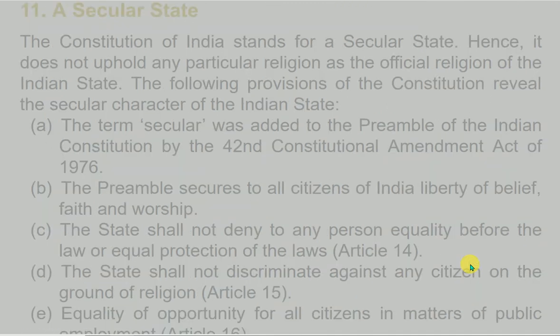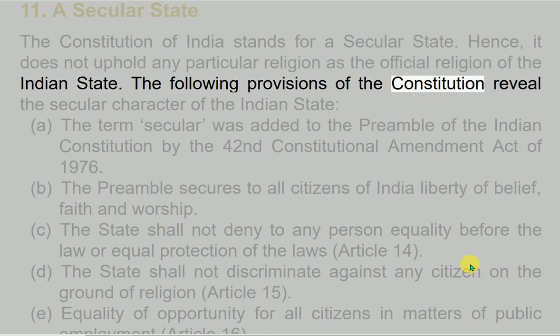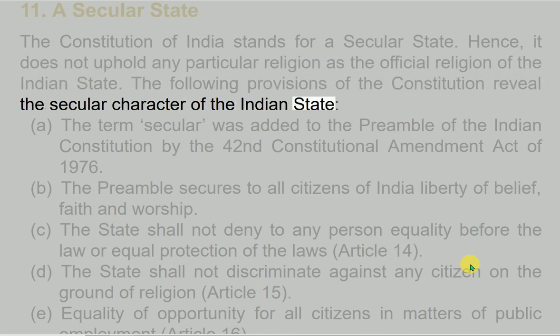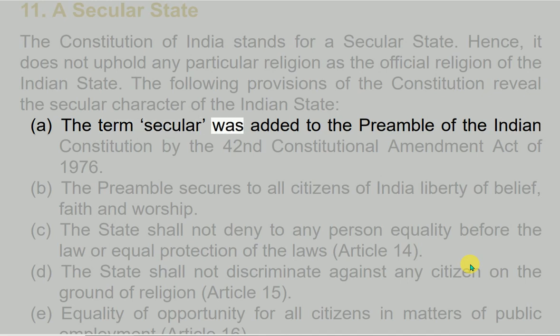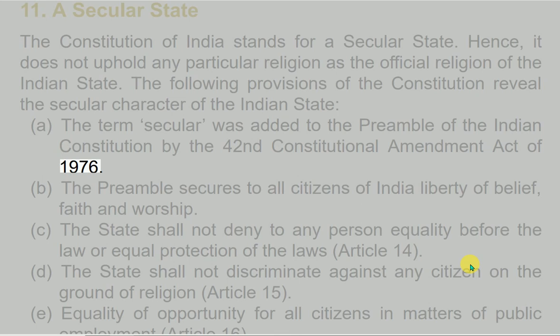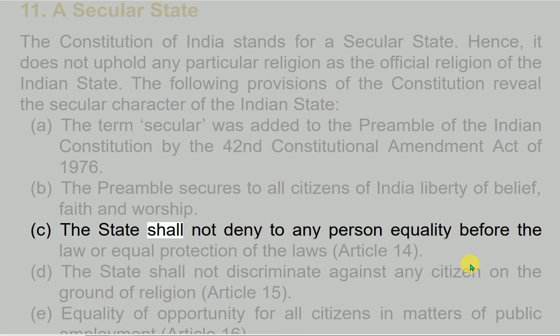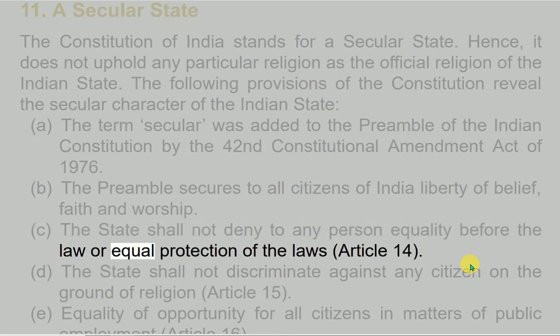11. A secular state. The Constitution of India stands for a secular state. Hence, it does not uphold any particular religion as the official religion of the Indian state. The following provisions of the Constitution reveal the secular character of the Indian state. A. The term secular was added to the preamble of the Indian Constitution by the 42nd Constitutional Amendment Act of 1976. B. The preamble secures to all citizens of India liberty of belief, faith and worship. C. The state shall not deny to any person equality before the law or equal protection of the laws.